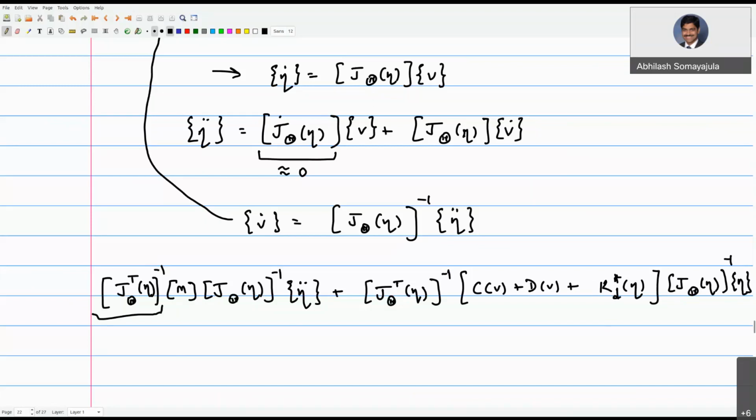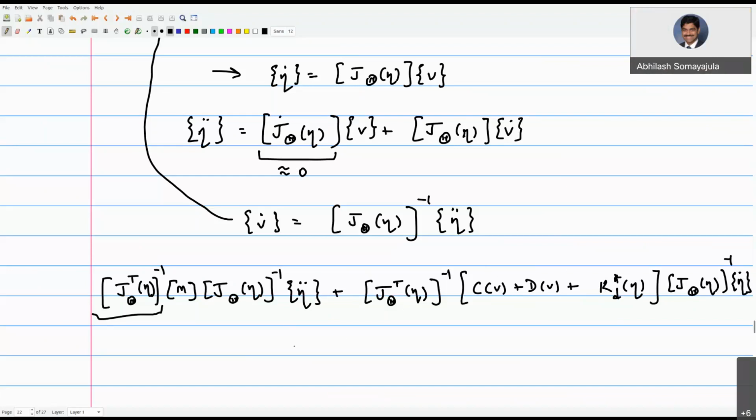Isn't it eta dot? Sorry, come again? Should be J inverse eta dot, right? We substituted v with J inverse. Correct, so this will be eta. It has to be J inverse times eta dot.